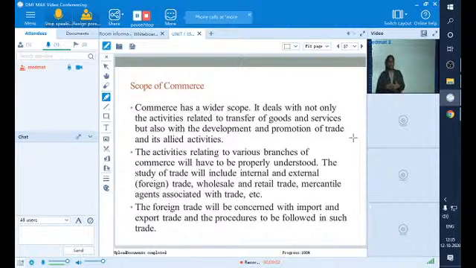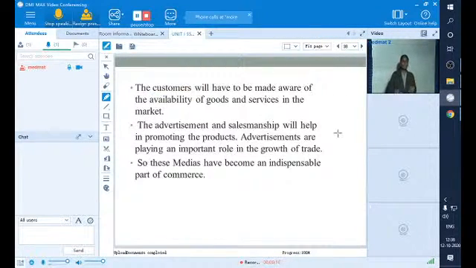And next one, third one, the foreign trade will be concerned with the import and export trade and the procedures to be followed in such trade. The customers will have to be made aware of the availability of goods and services in the market. So here the customer should be aware that the particular good is present in the market. We will go to the particular place and get the product. That is the first thing here.